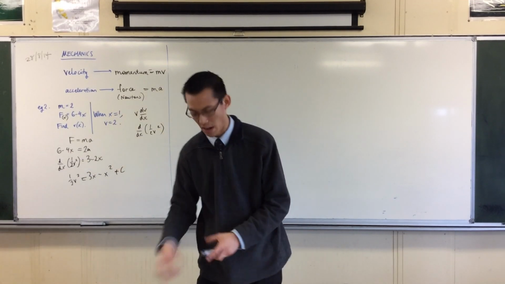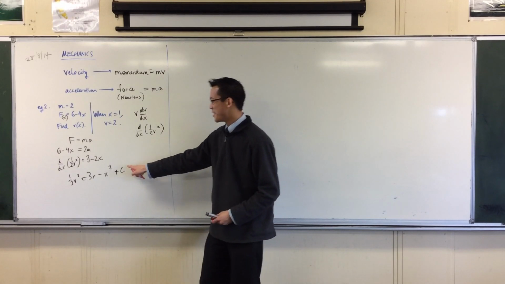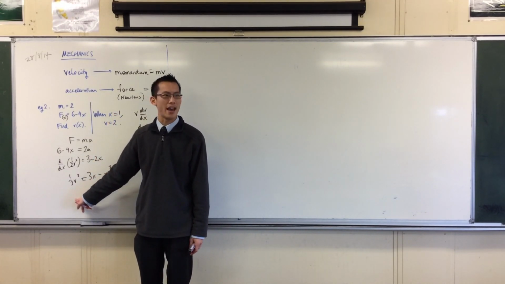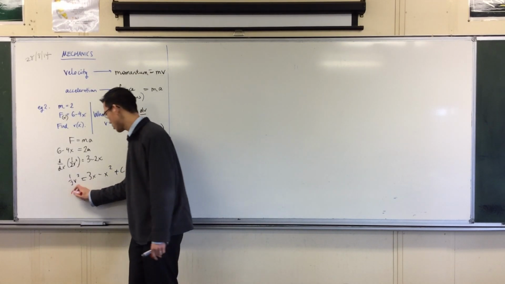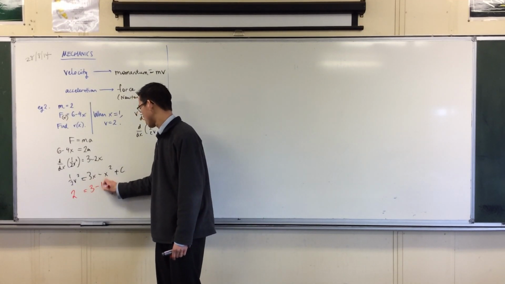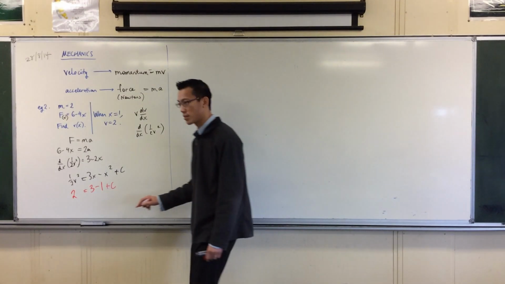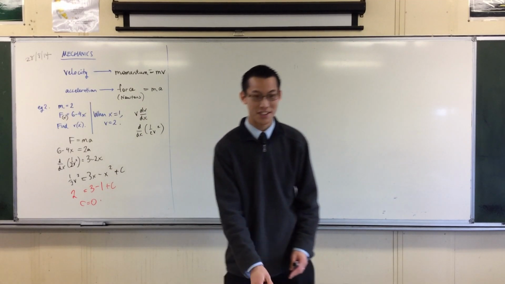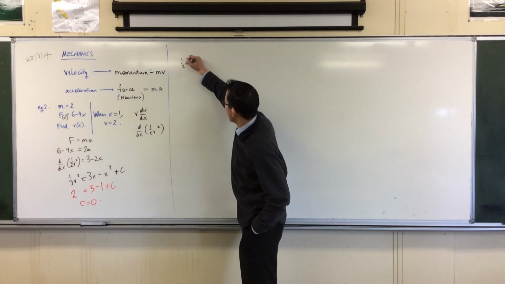I'll just get another color so I don't mix this up with everything else. You say, when x equals 1, v is equal to 2. So what will you get on the left-hand side? A half times 2 squared, which is 2. Here, you'll get 3 minus 1 plus c. So what's c equal to? If you forgot to put on the constant of integration, lucky you. It doesn't matter in this case. So far we have this.